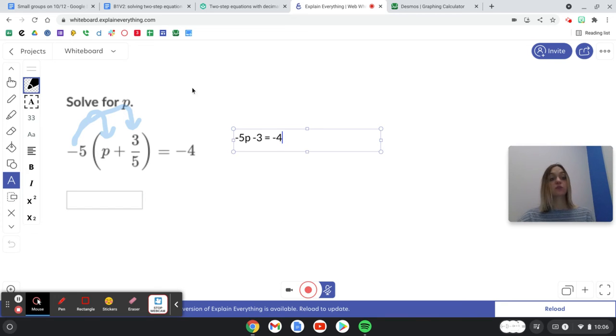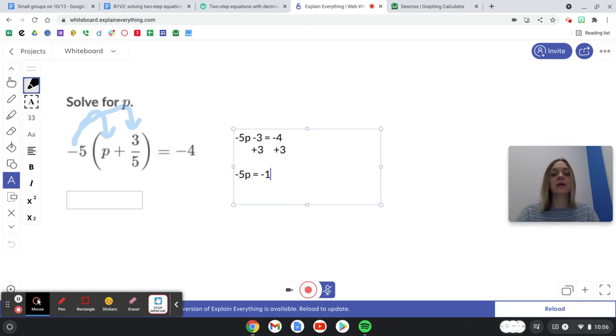And if I'm trying to get p by itself, I know the first thing that I have to move is this -3. So if I have a -3, the way that I move it over is by adding 3. And of course, I'm doing that to both sides of the equal sign. And then I'm left with -5p equals -1, because -4 plus 3 is -1.